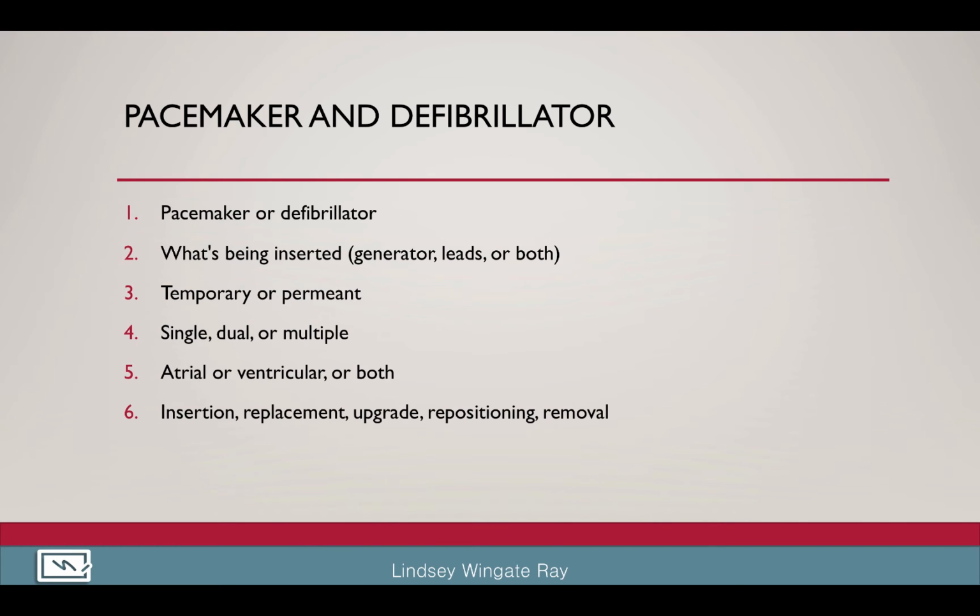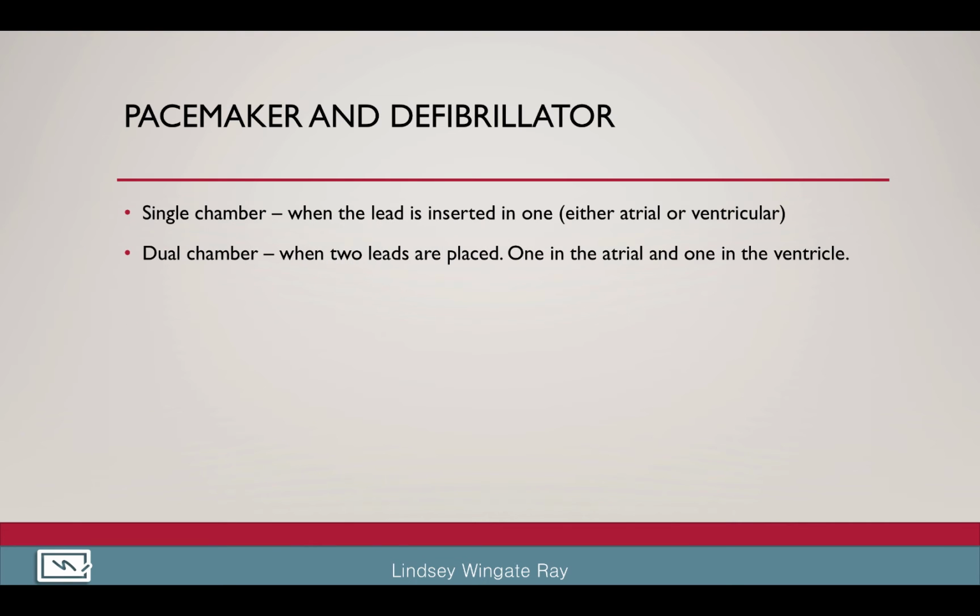Single is when it's going into one chamber of the heart. Dual is when it's going into two chambers. And multiple is when it's going into more than two. An atrial or ventricular, or both. So is it going into the atrium or the ventricular side of the heart, or both? And was it an insertion of the system, a replacement, an upgrade, repositioning, or a removal? Like I said, single chamber is when the lead is inserted either into the atrial or ventricular part of the heart. A dual chamber is when it was both in the atrial and ventricular part of the heart.